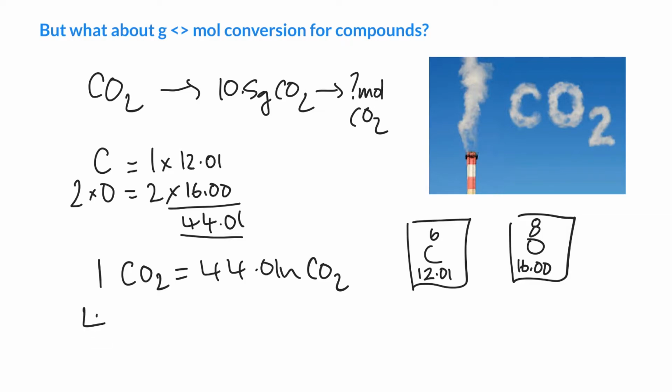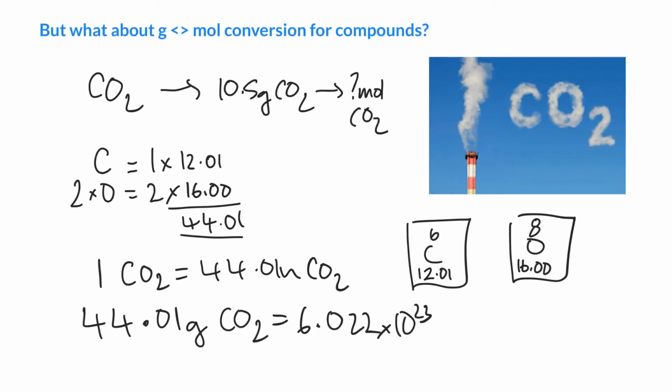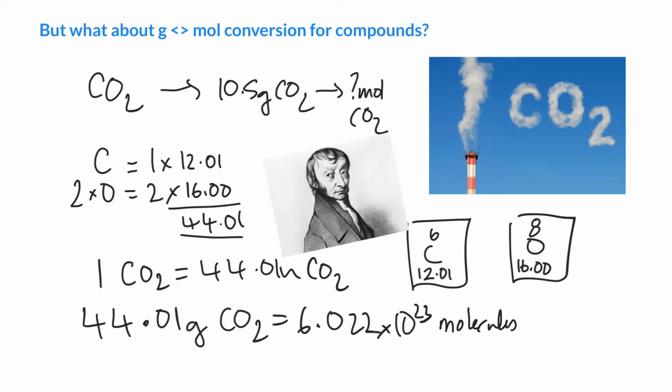Instead, we could get at our balance and weigh 44.01 grams of carbon dioxide. And that would give us that same magic number, Avogadro's number. What a cool dude. Here's a drawing of this very handsome fella, which I believe is actually a caricature. I don't think he looked quite that ugly, but anyway, we think he's very cool. There's even a crater on the moon named after him. So that's Avogadro's number, 6.022 times 10 to the 23. We would have that many molecules of CO2 if we weighed out 44.01 grams of CO2.